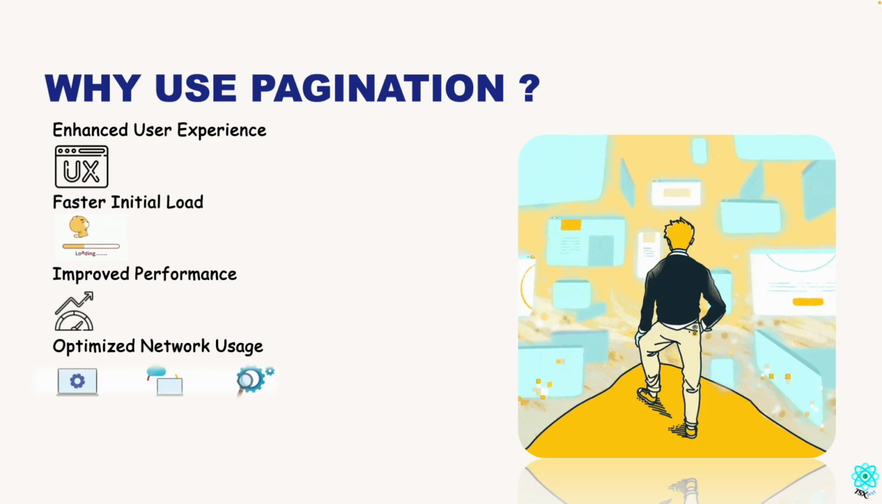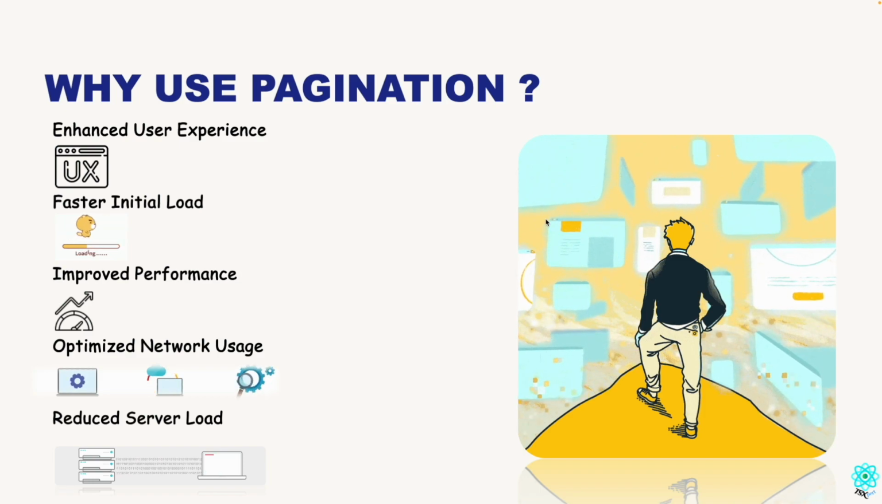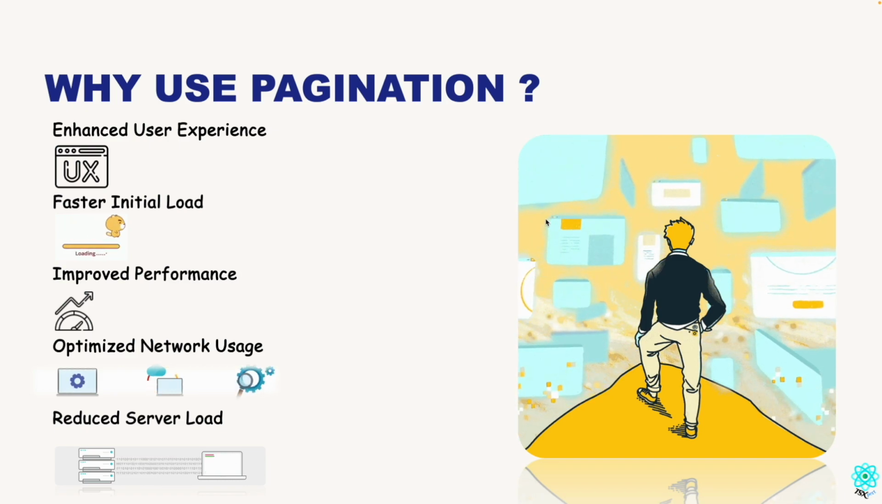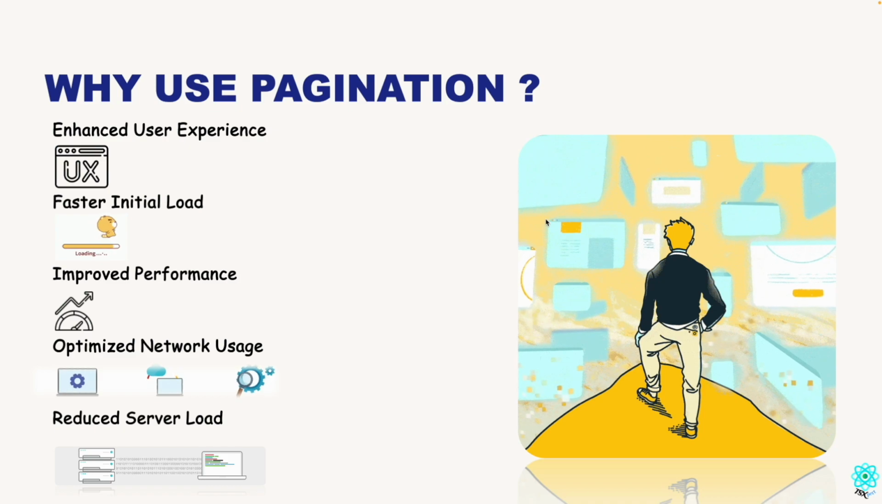And it also reduces server load. Fetching and rendering a smaller subset of data at a time reduces the strain on your server, making it more efficient and capable of handling a higher volume of requests. So that's it, this is why we use pagination. There are many other things, but these are the key things to keep in mind, that we must use pagination when we are dealing with lots of data.